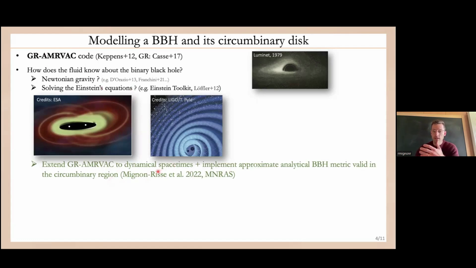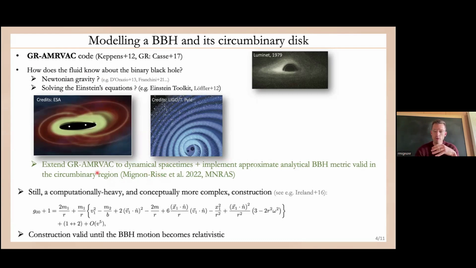So we chose a third possibility, which was to actually use the GR-MEVA code and first extend it to dynamical spacetimes, because here we will be therefore talking about dynamical spacetimes, and then to implement an analytical metric, which is approximate, and which is, for this work, only valid in the region of the circumbinary disk.